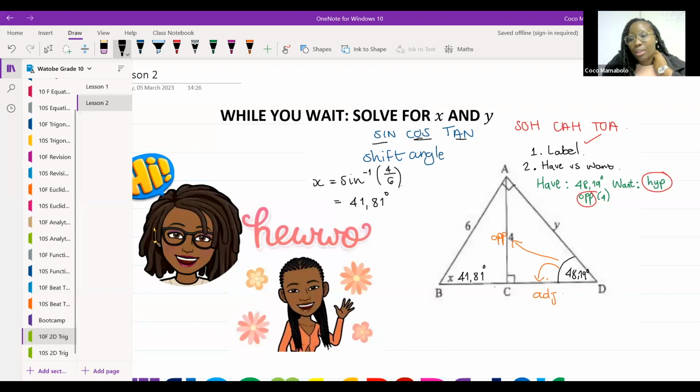Good. So step number 3, we set up an equation. Step number 3 is for us to set up an equation. Good. So we'll go sine of 48.19 is equal to the opposite, which is 4, over the hypotenuse, which is Y. That's the thing we're looking for.